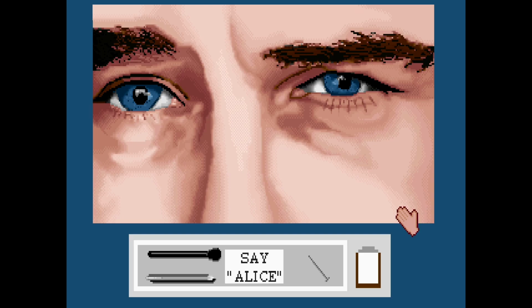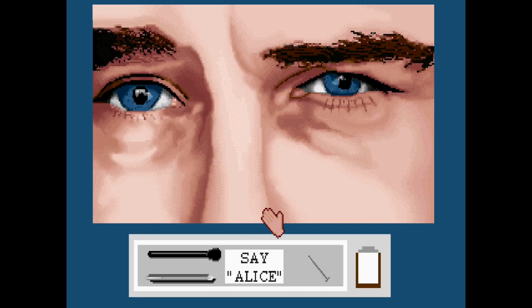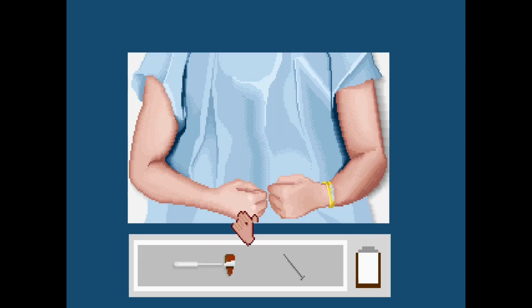So, I guess we'll just prick you in the face. Ouch. Yeah, ouch indeed. So, there's no pain on the left-hand side of the face. Interesting. So, it's about a sort of Sherlock Holmes style deduction, in that you test each part.